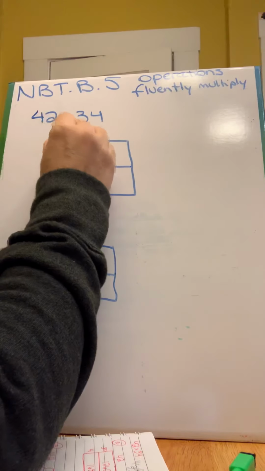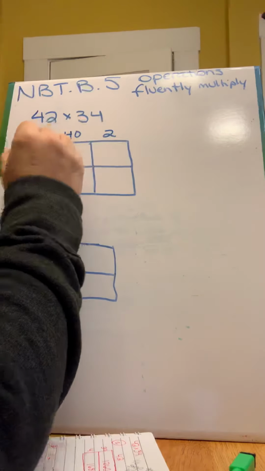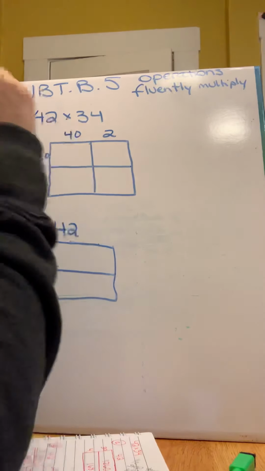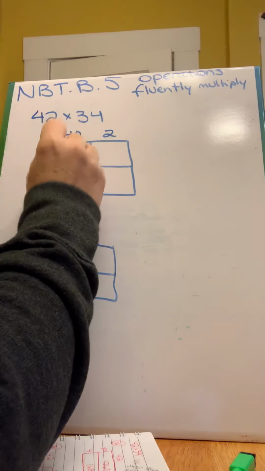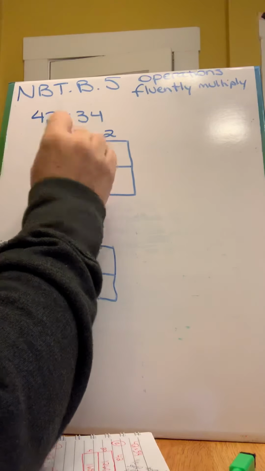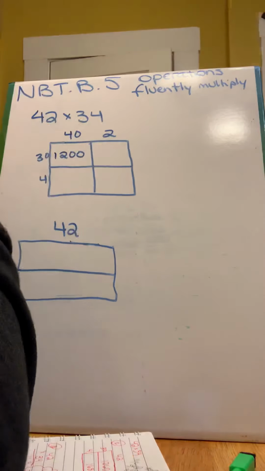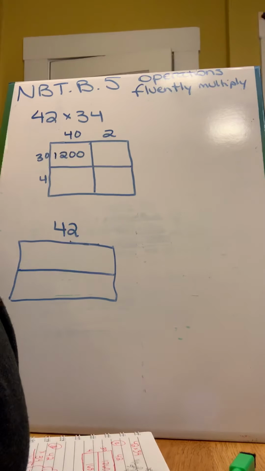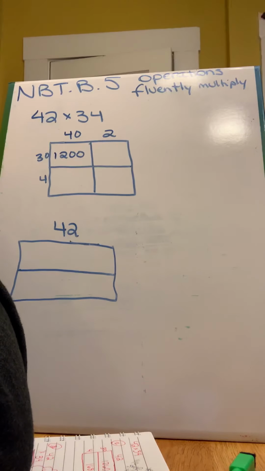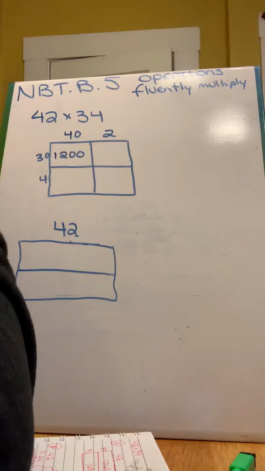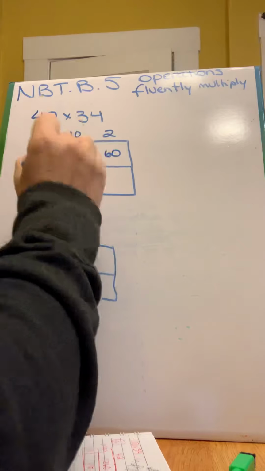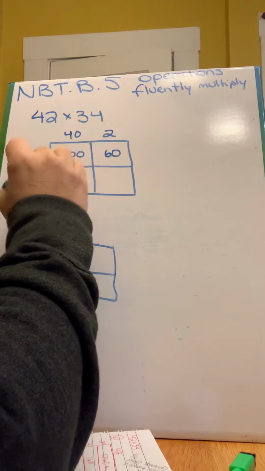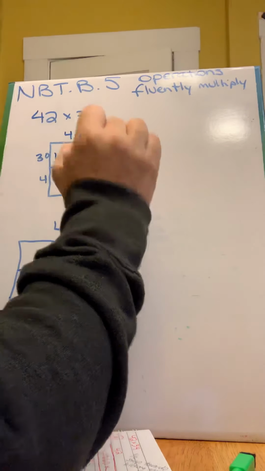So they would have broken up the 42 into a 40 and a 2, the 34 into a 30 and a 4. And we know 4 times 3 is 12. And then we add those extra zeros in there. And I'm just kind of breezing through the multiplication part because that is something that they have had for a few years now, so that should be something that's a little more concrete. 30 times 2 is 60. 40 times 4, 160. 4 times 2 is 8.